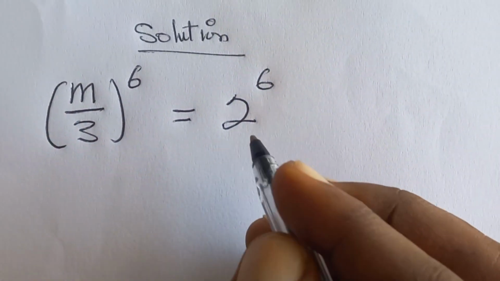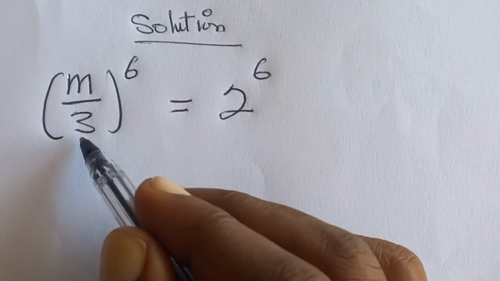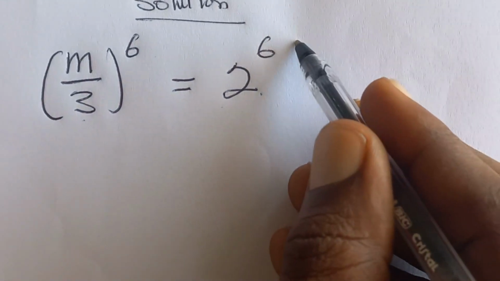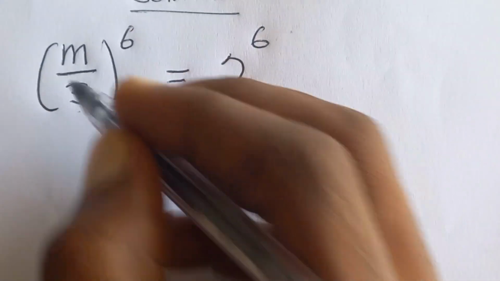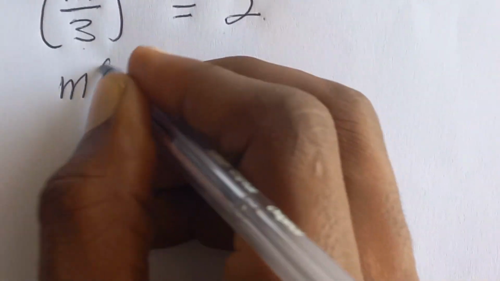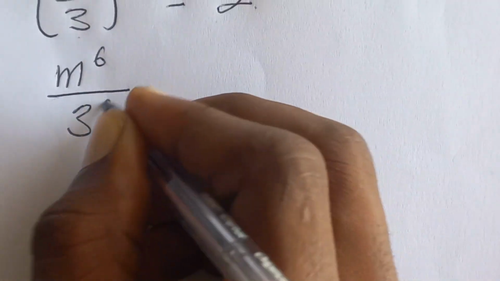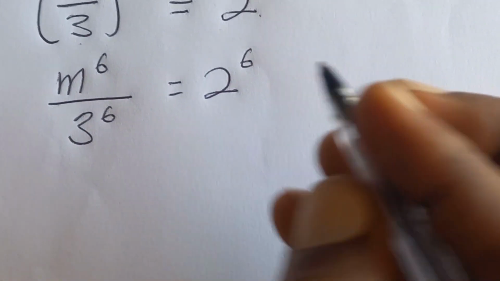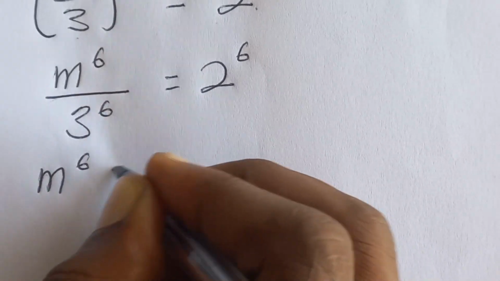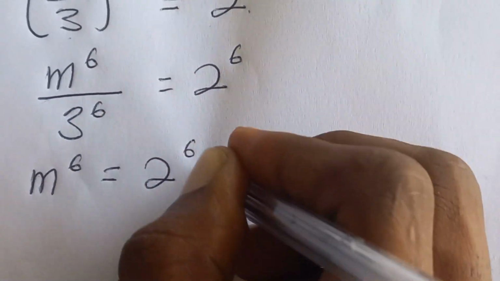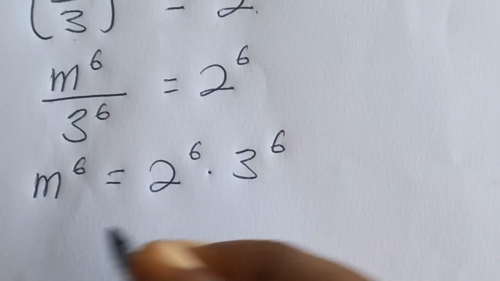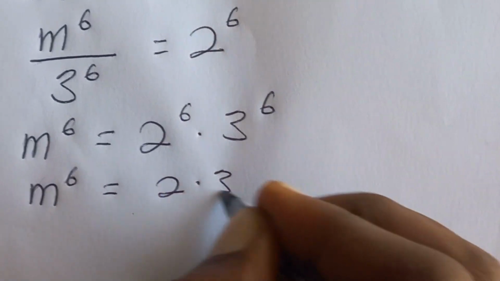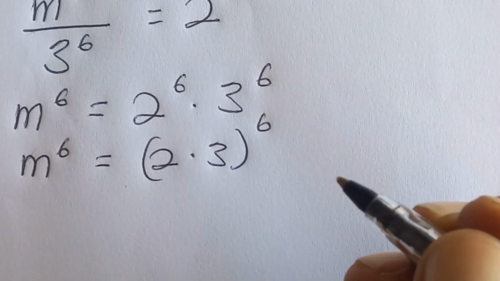Now, let's move straight to the question. We have (m/3)^6 = 2^6. With this, we can express it as m^6 over 3^6 is equal to 2^6. So m^6 is equal to 2^6 multiplied by 3^6. So our m^6 is equal to (2 multiplied by 3)^6.